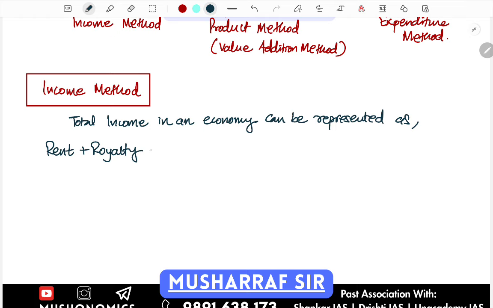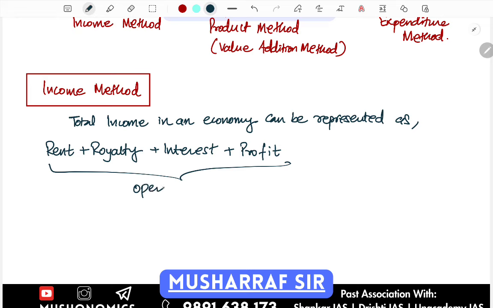For capital we get interest, as an income if we are investing some capital. And for running the business, the entrepreneur or enterprise will get profit. These things are known as operating surplus. I will call it number 1, group 1.